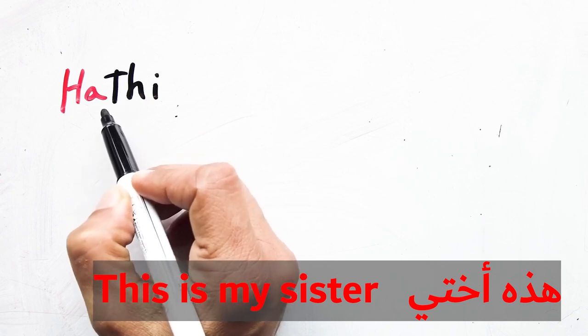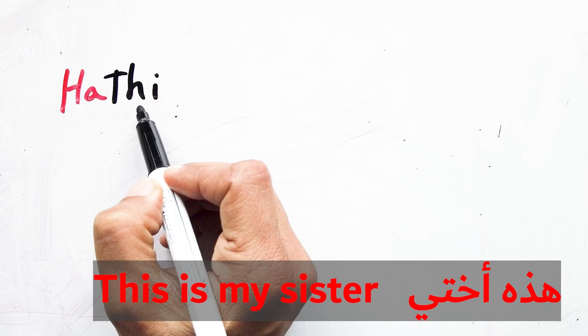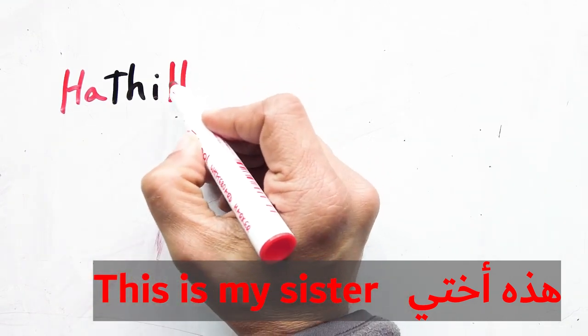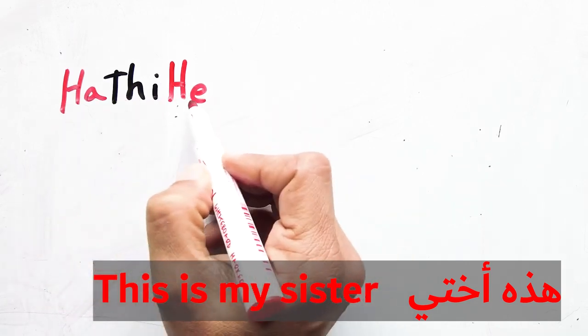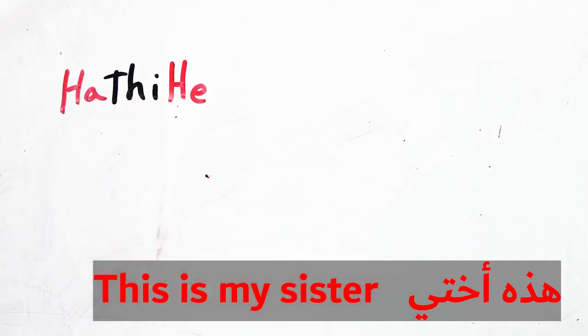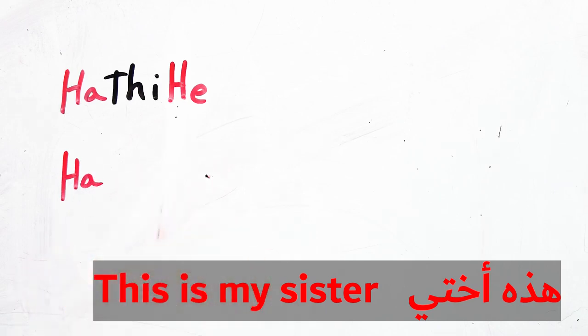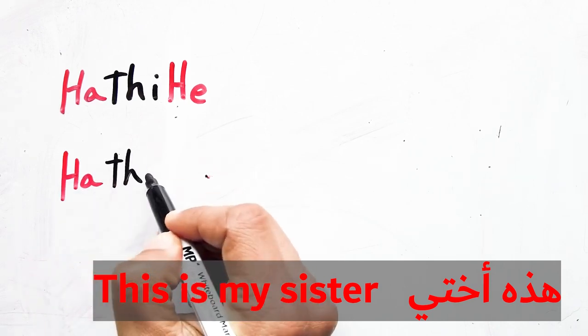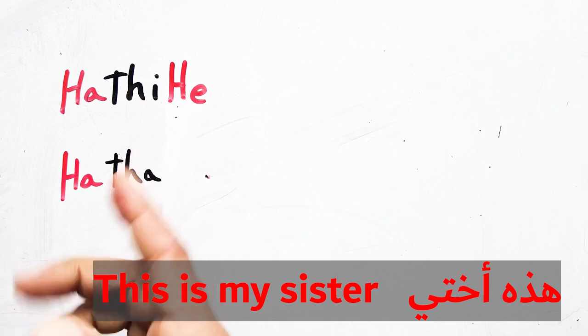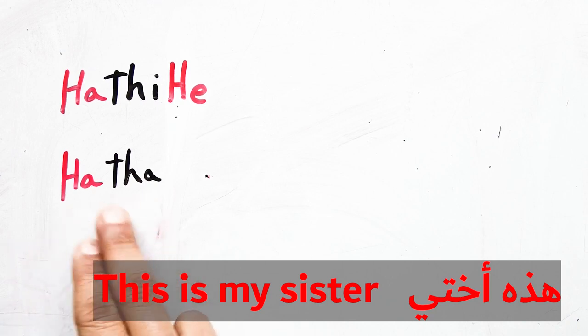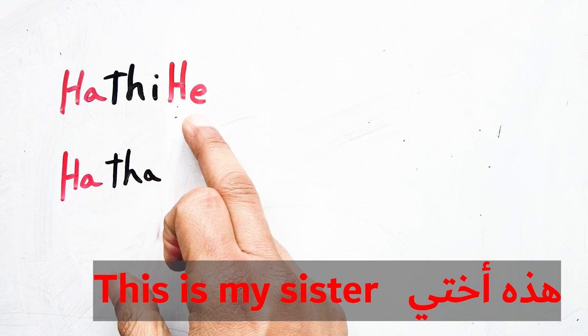Okay, you must touch your tongue with your upper teeth. So هذه, هذه. Pay attention. In the previous example, I said هذا. You remember? So هذا or هذه, they mean "this is," okay? But I use هذا for masculine and هذه for feminine, okay?